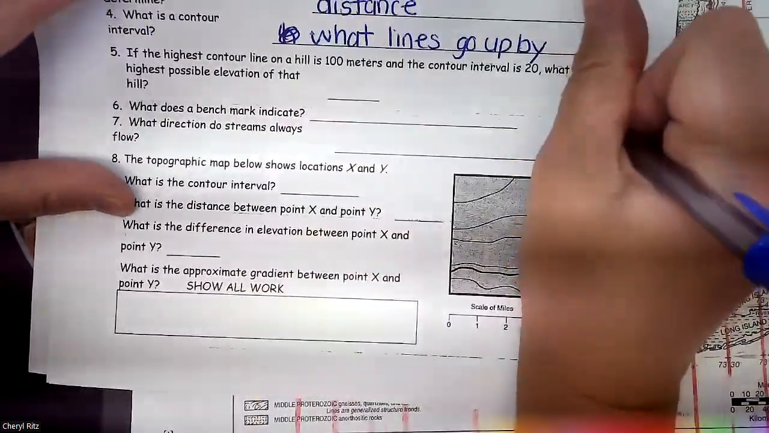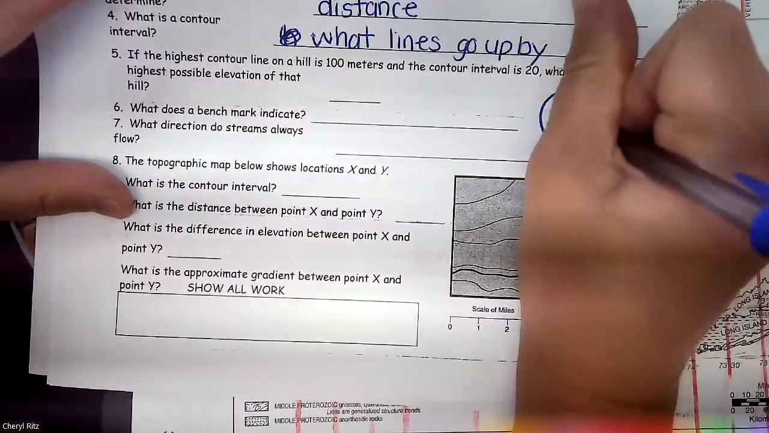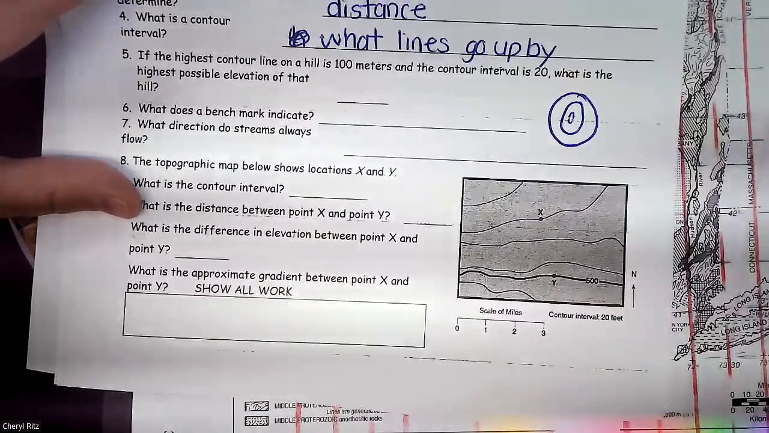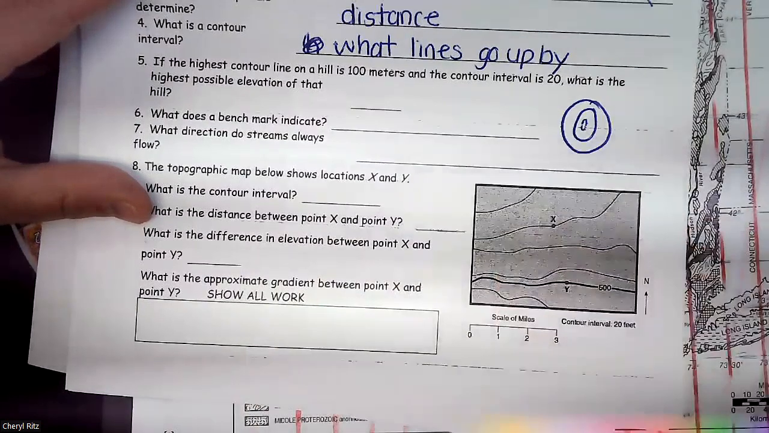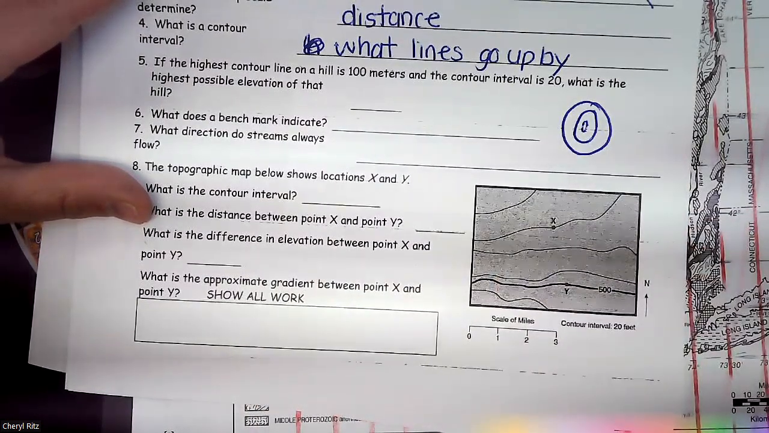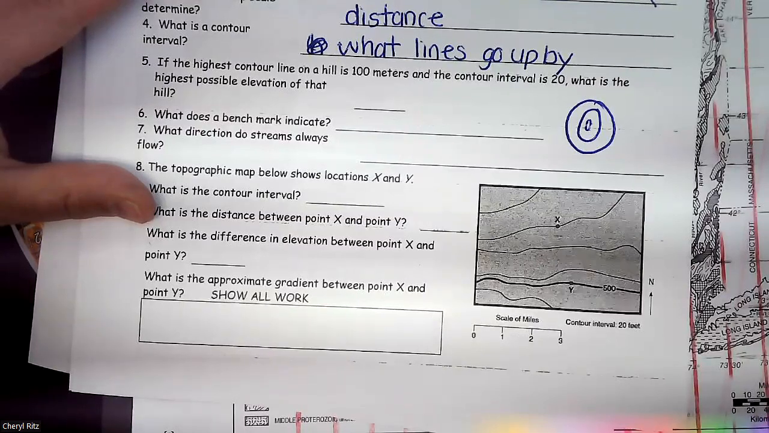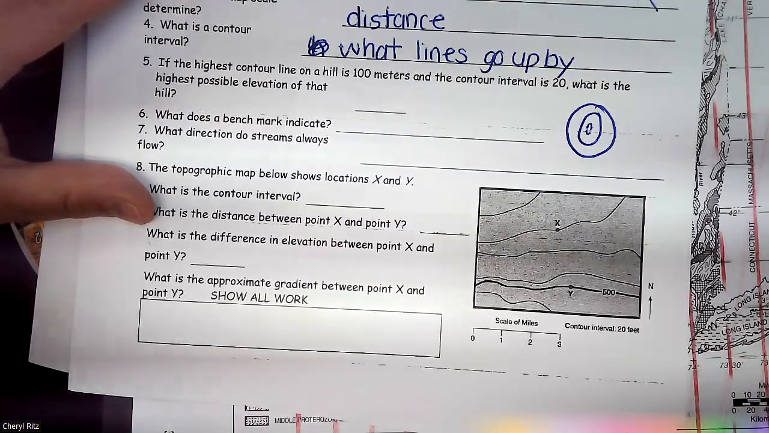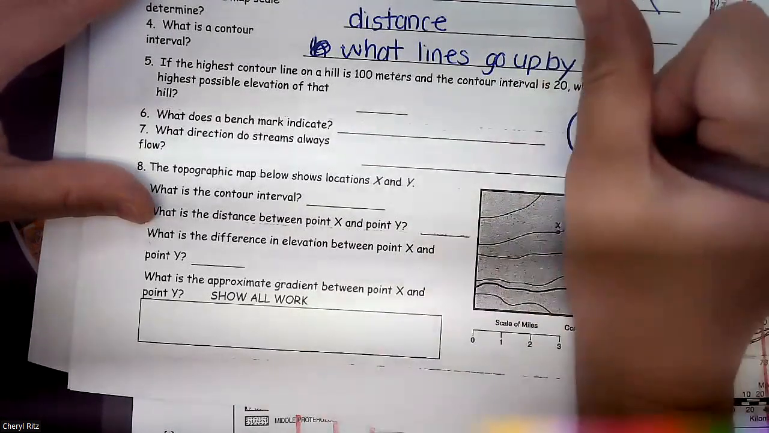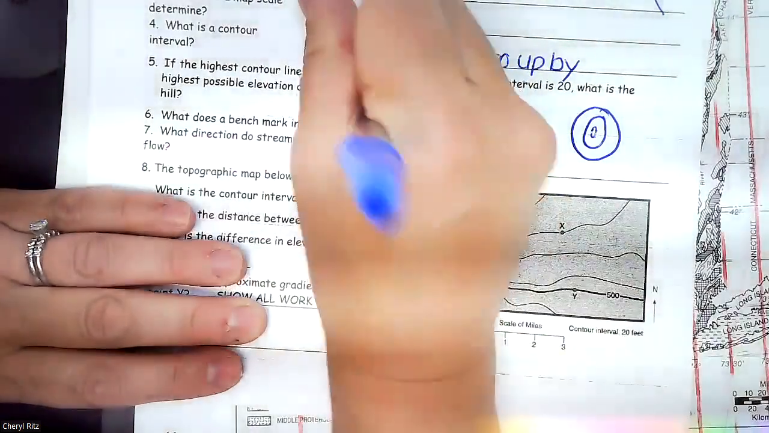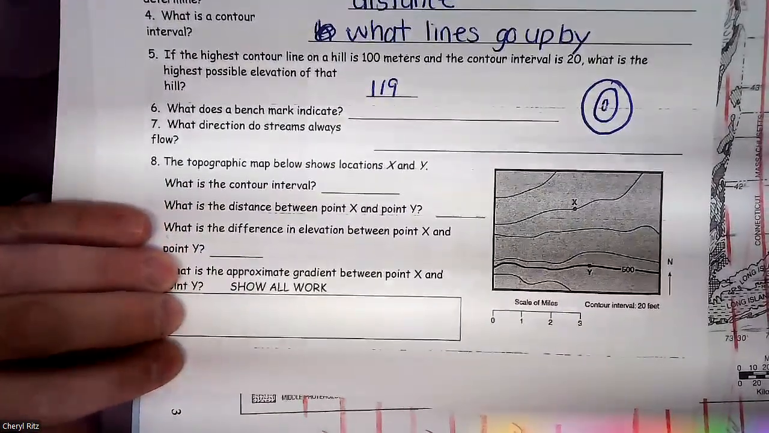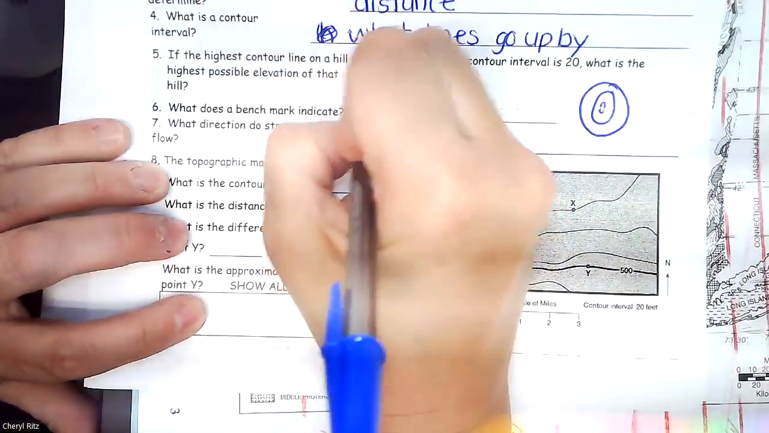Now here, if we have the highest contour line of 100, so let's say that line right there is 100. What is the highest possible elevation on the hill? So if that line's 100, that's not the highest this whole map could be. It could still be a little higher than 100, but it cannot be 120 if they're counting by 20s, because if it was 120, then there would be a 120 line. So in the center of the hill, it could be anything between 100 and 120, but not 120. And the highest number in between there is 119. A benchmark labels an exact location.